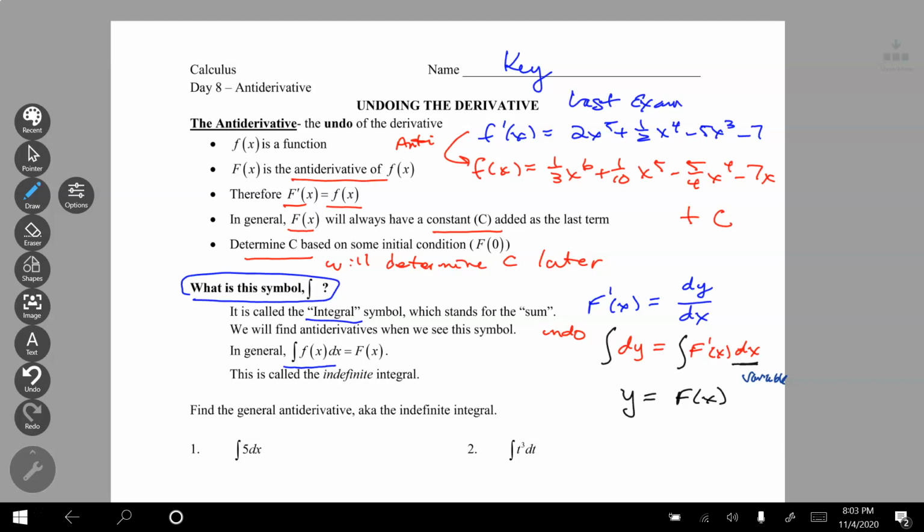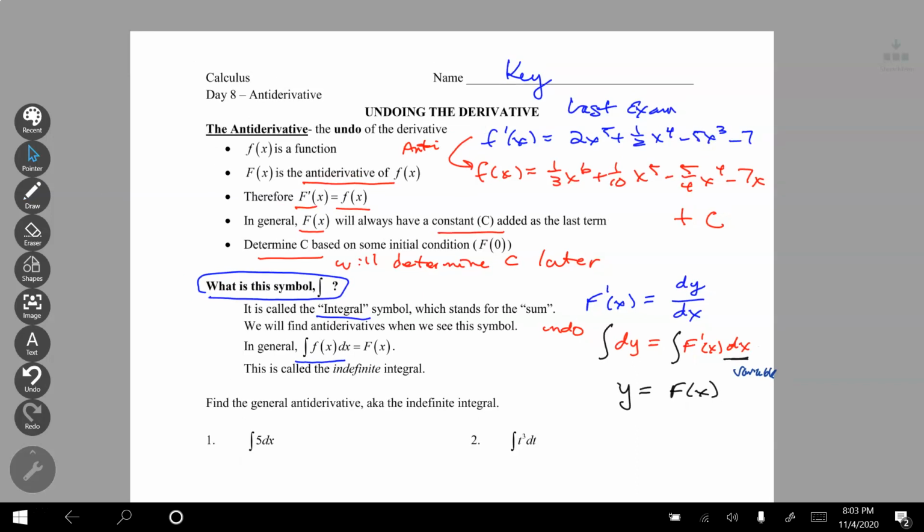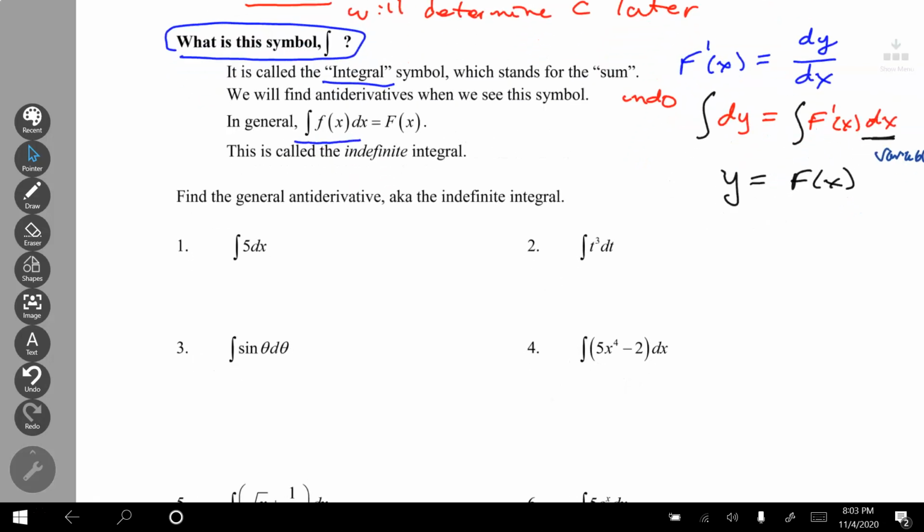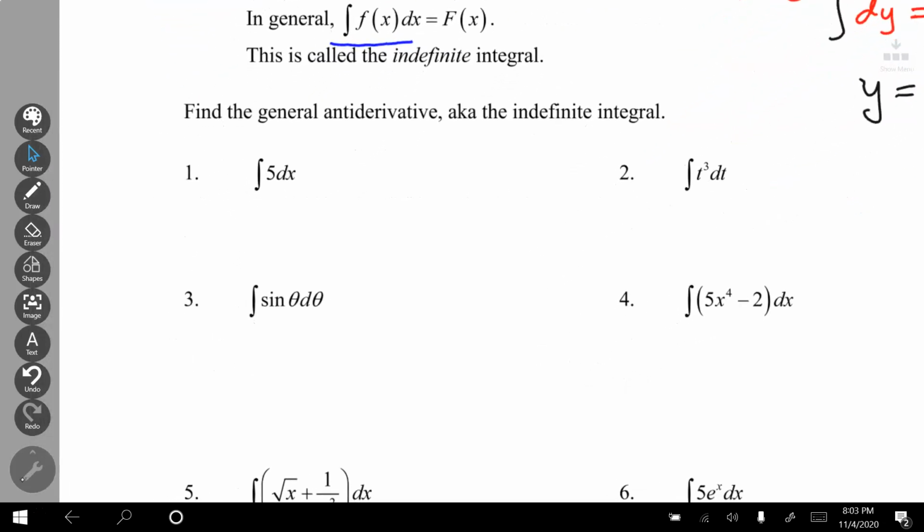Let's try some examples. So what we're really doing is working in reverse. And you guys know how to do this a little bit. Most of you were able to answer at least part of that bonus question. So you don't have to put any notation down here. It's just 5x plus c. Don't forget the plus c. So we're always putting in a plus c.